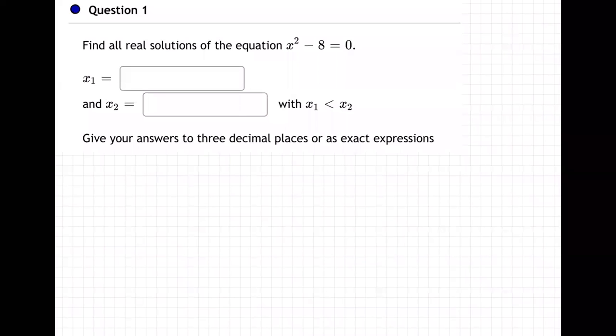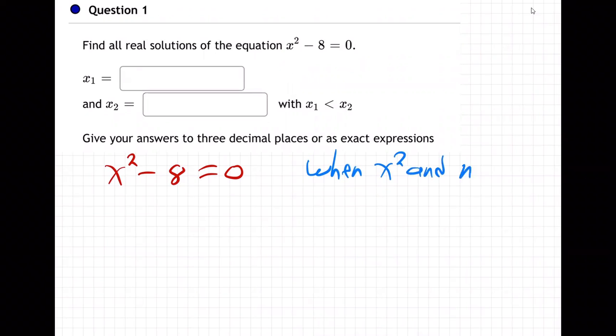Here we go. So on this question, we're trying to solve x squared minus 8 equals 0. Let me bring it down here. X squared minus 8 equals 0. Well, we've done some x squared stuff, but what's new here is when you have x squared and no x to the first power. That's what we're talking about here. We just have x squared and then numbers.